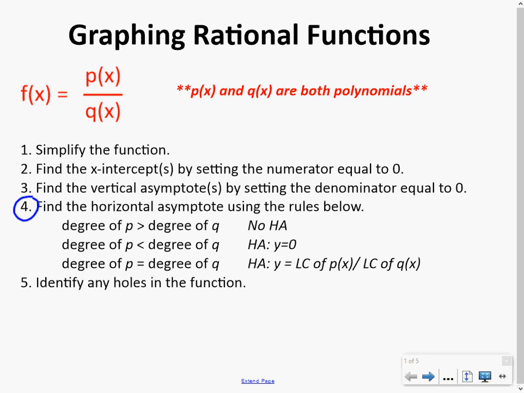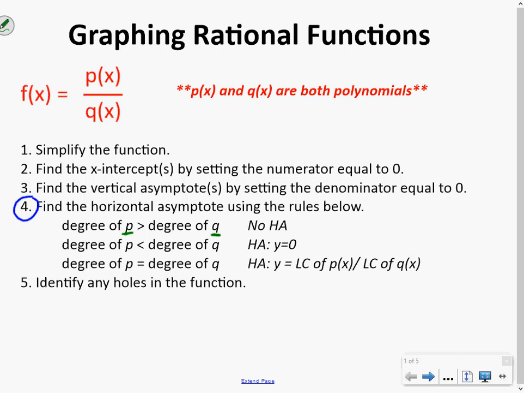When we're getting to the horizontal asymptote here, you're going to have to memorize these. So we're thinking of P as representing the degree, or the biggest exponent, of the numerator, and Q would be the denominator. So the degree of Q would be the biggest exponent in the denominator. If the one on top is bigger than the one on bottom, there is no asymptote. If the one on top is less than the one on the bottom, it's y equals 0. And if they're the same, we're going to divide the leading coefficients of the numerator and denominator to get our equation for the asymptote.